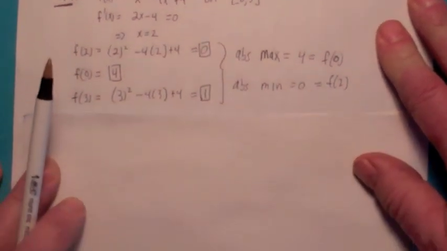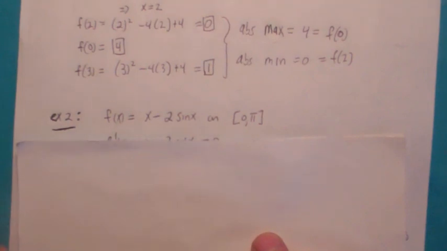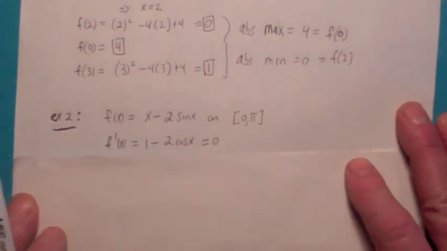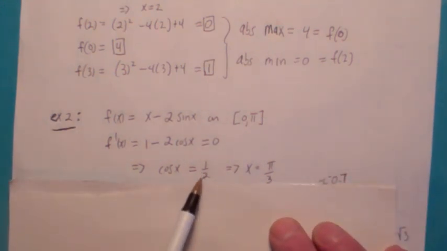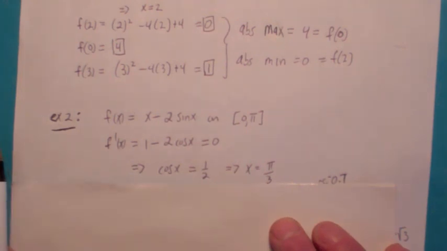Let's see, I think we got time for one more. Alright, how about f of x equals x minus 2 sine x, which is clearly continuous on 0 to pi. How do you find the absolute max and min? You find the critical numbers, so you take the derivative, set it equal to 0. When you do that, you get cosine x equals 1/2. Since we're talking about 0 to pi, the only value where that's true is when x equals pi over 3.